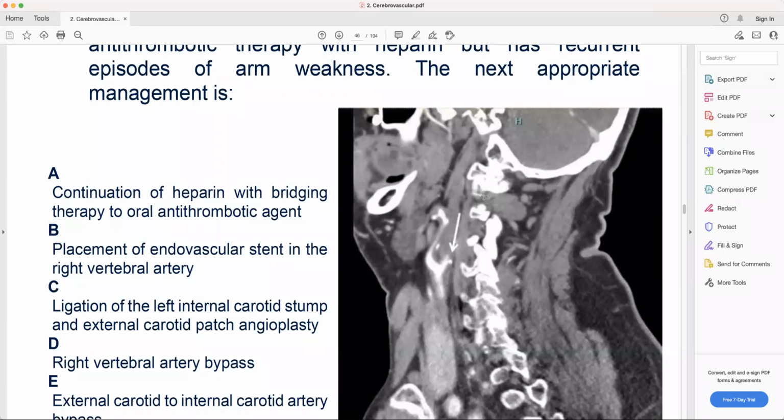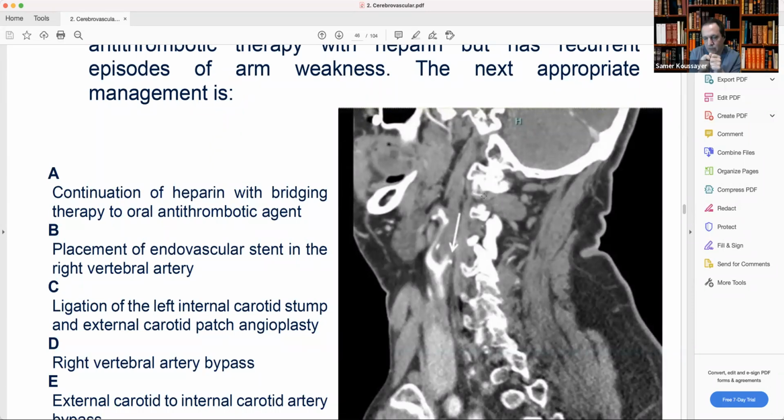Yeah, clear. Thank you. The other option is you can ligate it, but I don't like that, because if you ligate it and this is the source of blood flow to the brain, you're cutting blood flow and you may get a stroke. So I will not ligate it as an option.